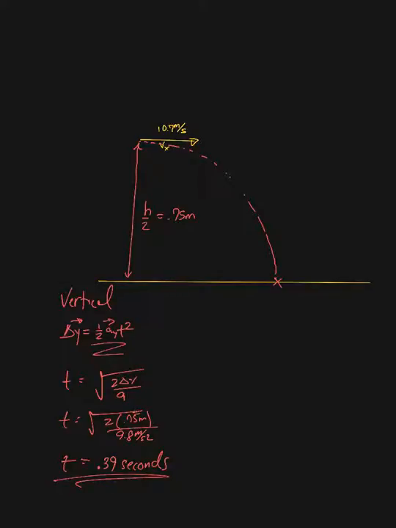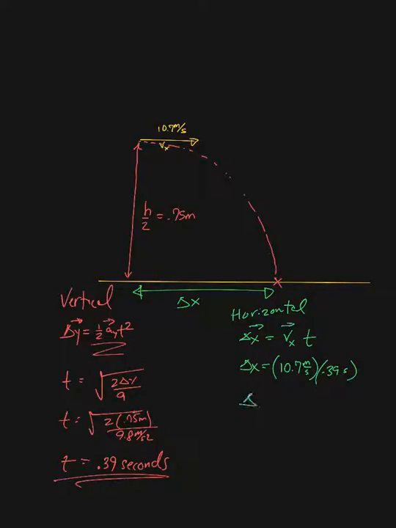Now we want to know the range, which is how far horizontally. That's our delta x. Delta x is the range of a projectile. In the horizontal direction, which I'll do in green, the velocity is constant. So the area of a velocity graph is velocity times time, so delta x is v in the x direction times t. Solving for delta x, what was our velocity? 10.7 meters per second, and the time to hit the ground, 0.39 seconds. So what do we get here, please?